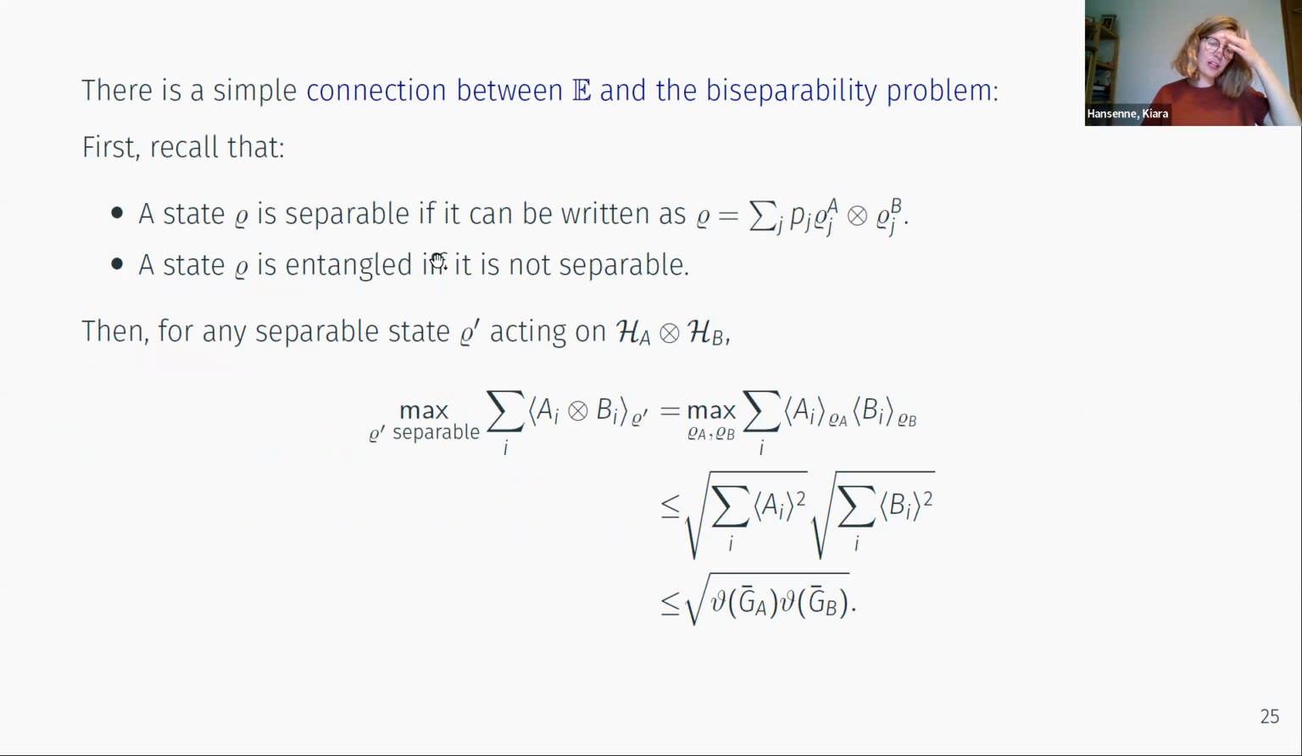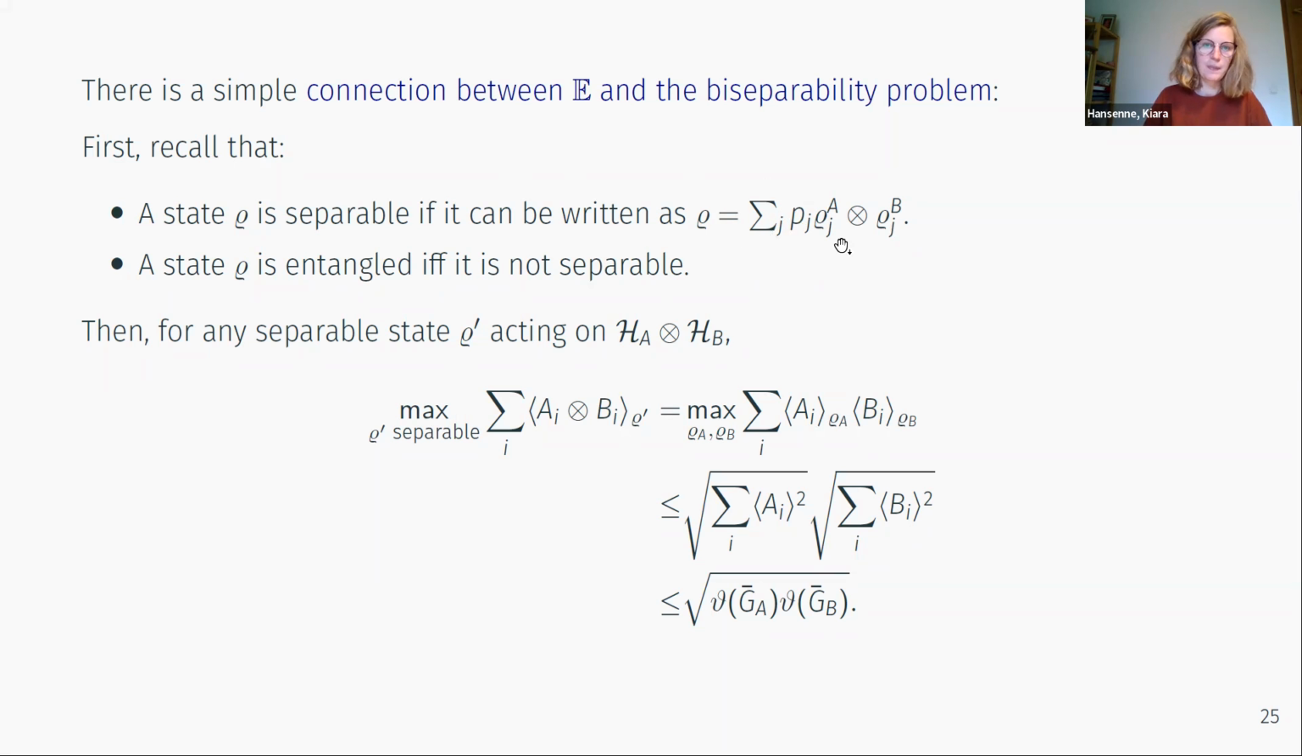Okay, so for that, we actually noticed that there's a simple connection between E and the separability problem. And I'm just going to recall what the separability problem actually is. So we say that a state rho is separable if it can be written as a convex combination of product states. So you have a state rho here of the system A and B, and then you can write it as a convex combination like this. And we say it's entangled if you cannot write it like this. So it's entangled if and only if it is not separable.